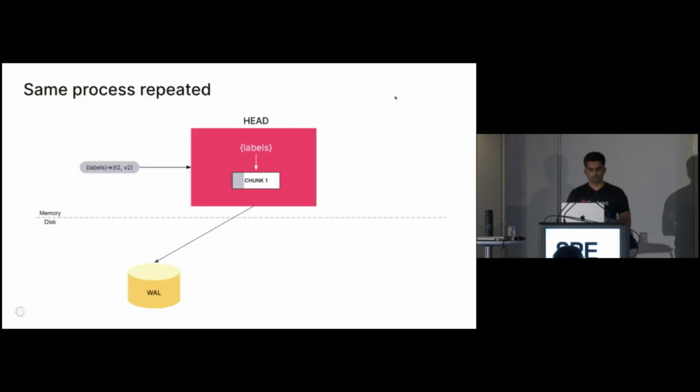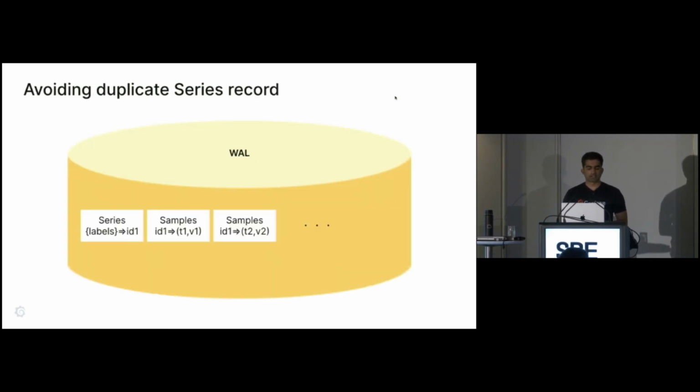So let's go through the process again. So we are appending a sample T2, V2, and now the write-ahead log looks like this. We don't add a series record. We just say ID1 got another sample which was T2, V2.